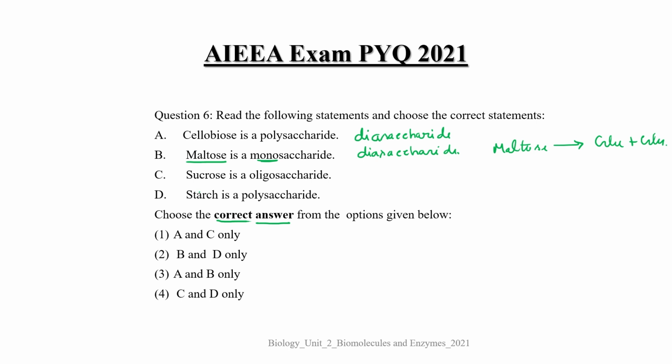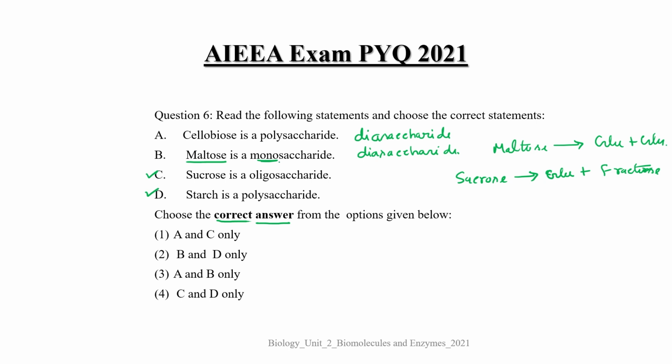So this is a type of disaccharide, and sucrose is made up of glucose plus fructose. Right? And starch is a polysaccharide. Yes, starch is a polysaccharide. Okay. So C and D, these two statements are the correct ones.